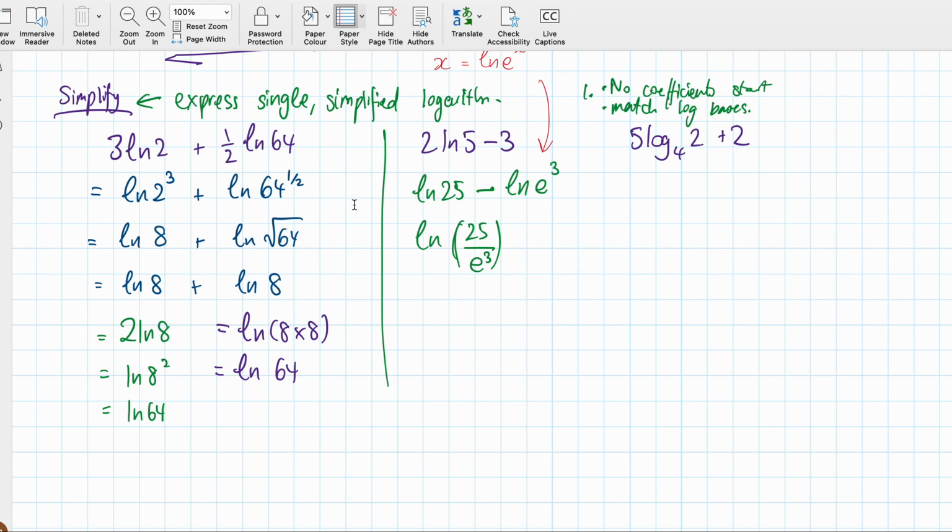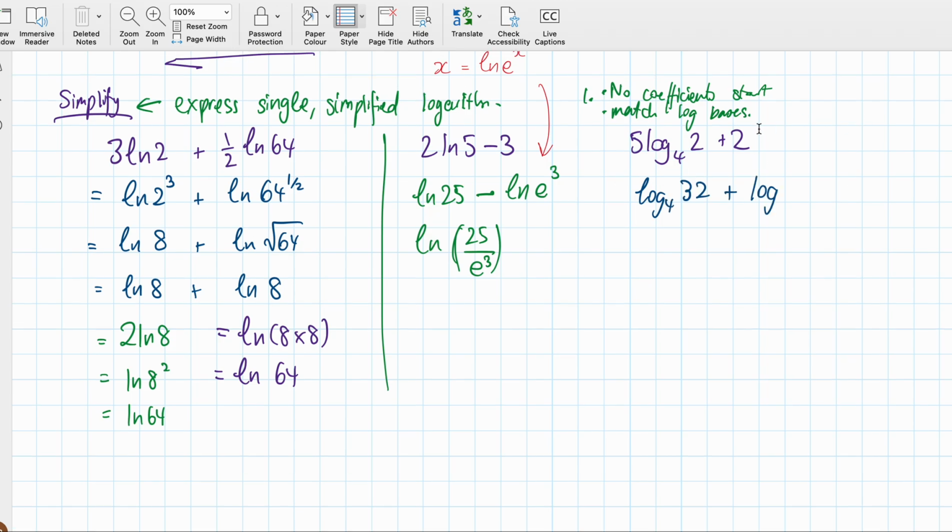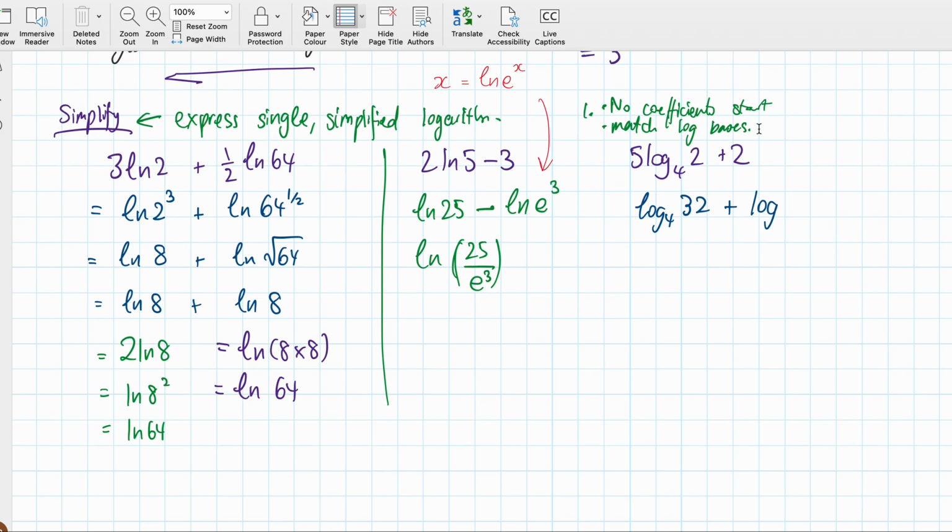Let's move on to that last one over here. Okay, 5 log base 4 of 2 plus 2. We do the same thing. 2 to the 5 is 32 plus, and this one here, to make it 2, we need to match that up. So we're thinking log base 4, we're going to match that base, 4 to the 2. So log base 4, 4 to the 2. Let's evaluate that.